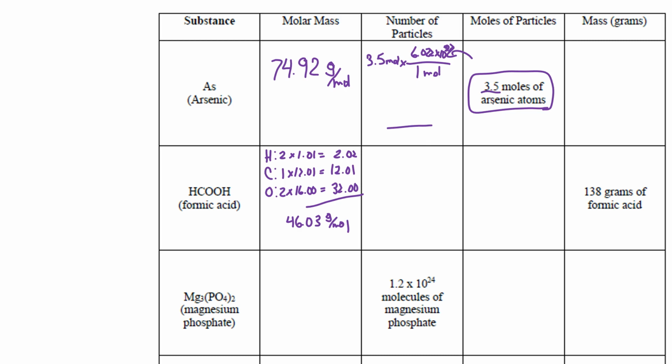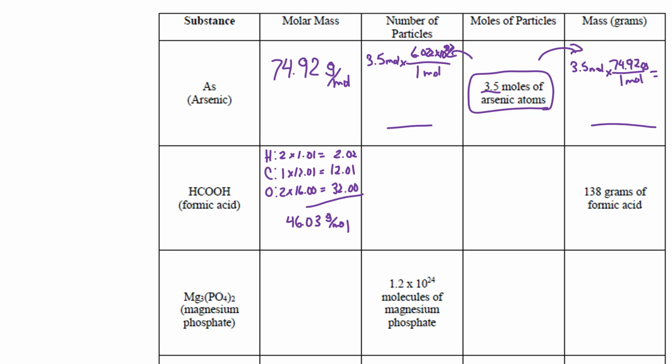And then now I also have to find out how much mass I have. So in order to go from moles to mass, what am I going to use? The molar mass. So 3.5 mole times 74.92 grams for every 1 mole. And that's going to give me that one. And 2 sig figs, right? Yeah.